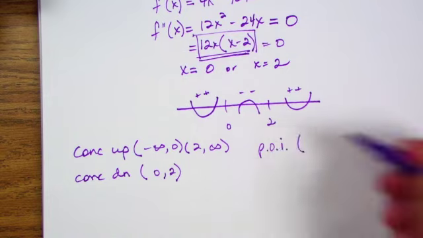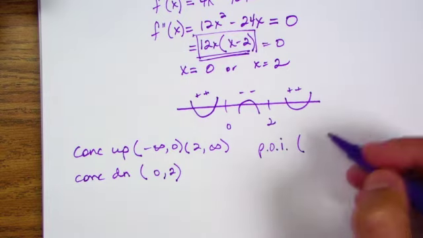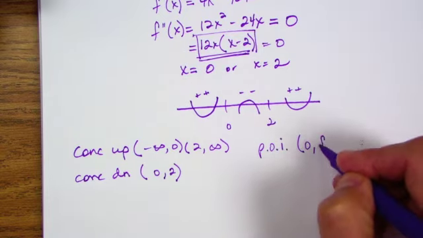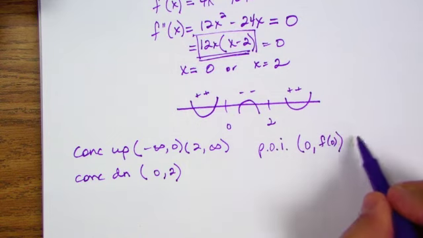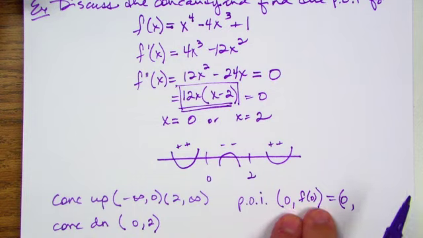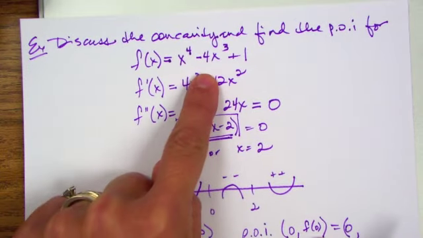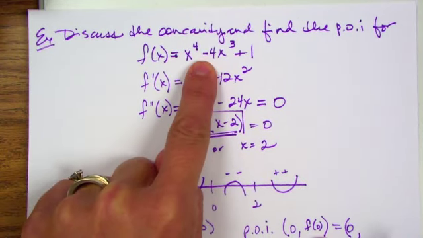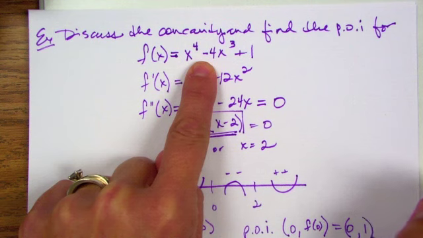Where are points of inflection? 0 and f of 0, right? And you understand, right, that we would need to plug 0 back into the original equation, because this is information on the original graph. So what is f of 0? 1.